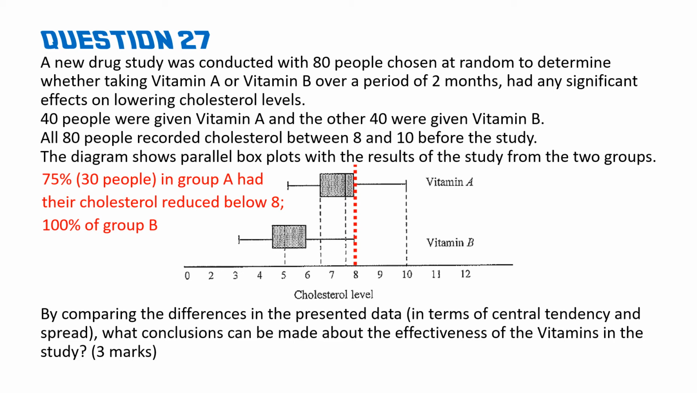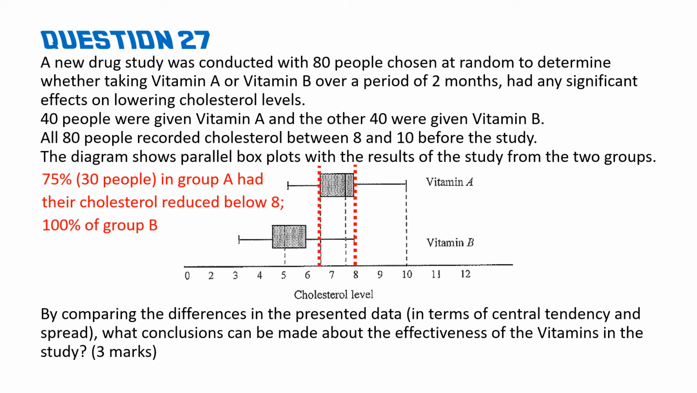Right, so just by looking at where they all sit, all of vitamin B are below 8, and we knew, like I said before, that they were between 8 and 10, so they've all been reduced, whereas with vitamin A, there are still people sitting at 10. So that says to me that those people in vitamin A who are still sitting at 10, they've got no effect from taking vitamin A at all. Whereas everyone in Group B had a positive effect. They've all been reduced. So what else can we see on this particular graph? Because that's one statement that'll give us 1 mark.